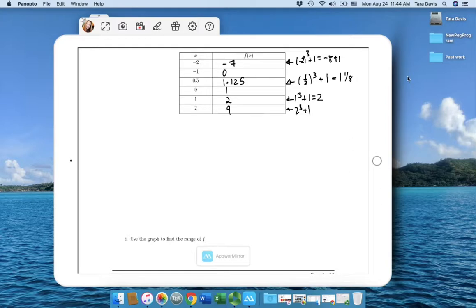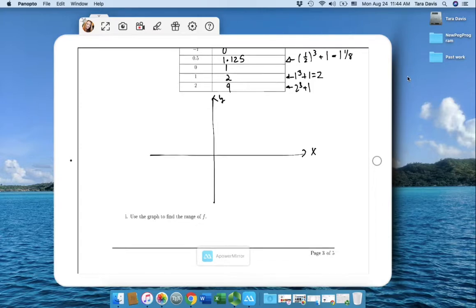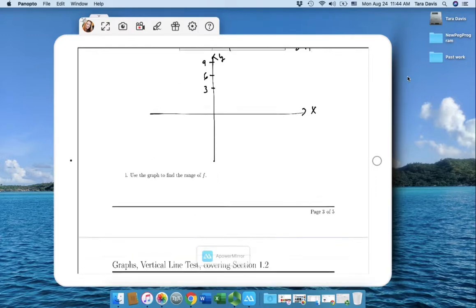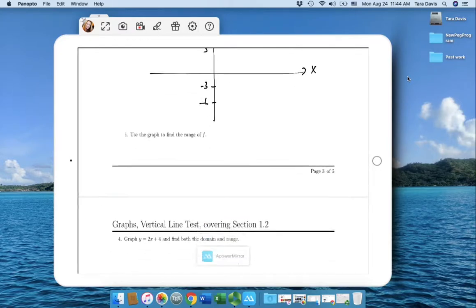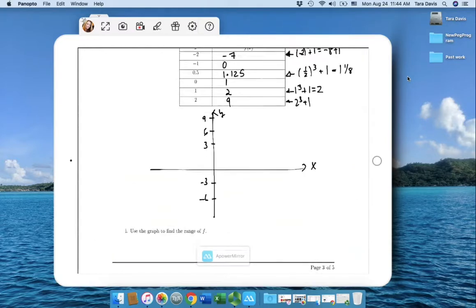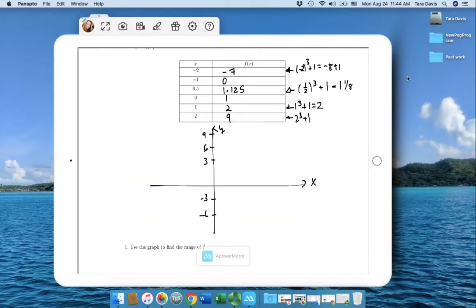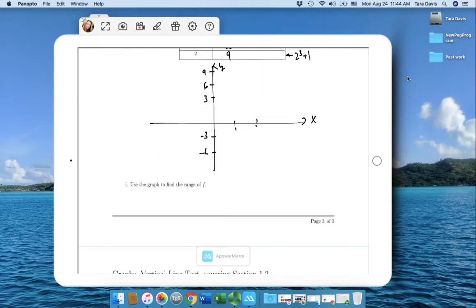Okay, so from this table, I can make the graph. And so I'm going to have my x-axis and my y-axis, and I can see that y has to go down to negative 7 and up to 9. So I want to make sure that I have all those points. These are supposed to be evenly spaced out. My graph isn't perfect, but it's good enough. Always show the scale on your axis. And for the x values, I only went between negative 2 and 2. So I will probably make it look something like this.